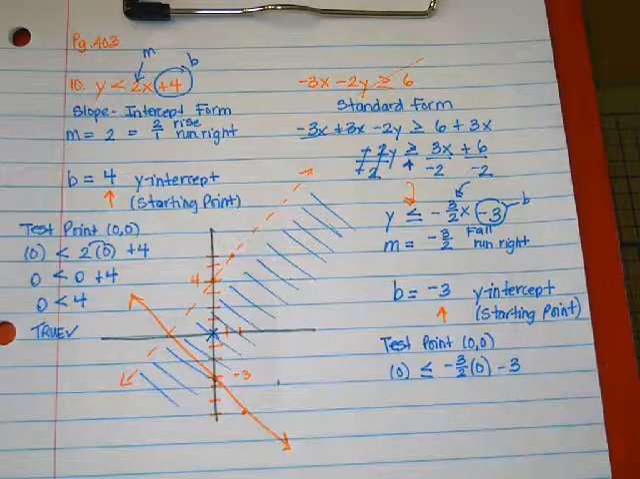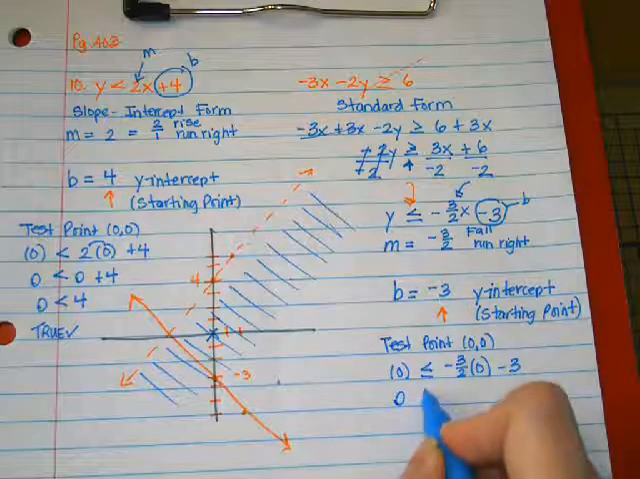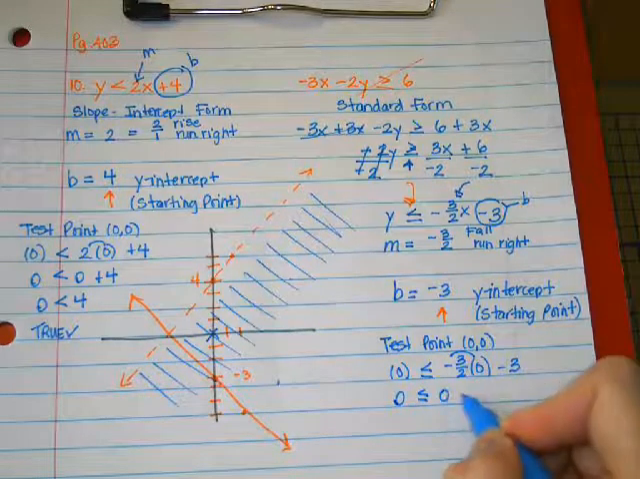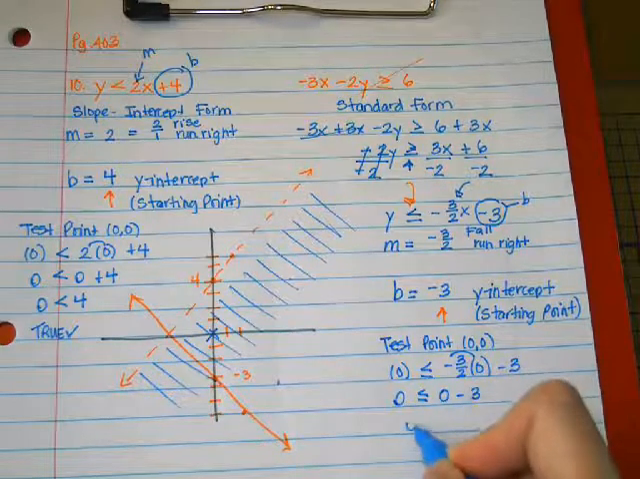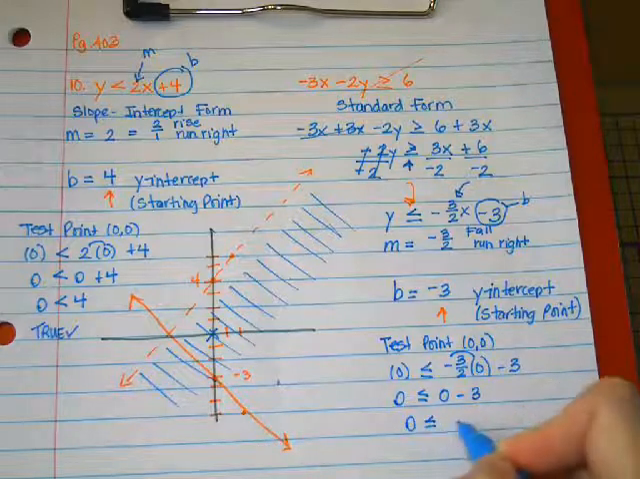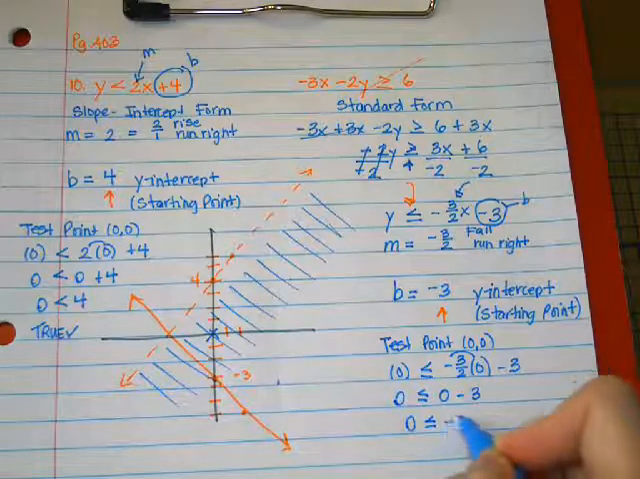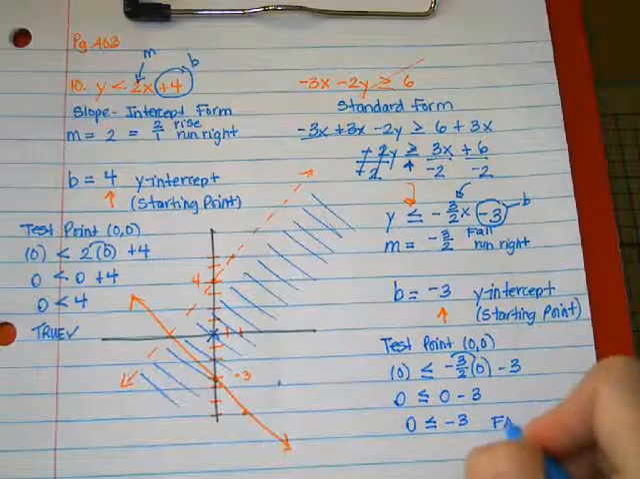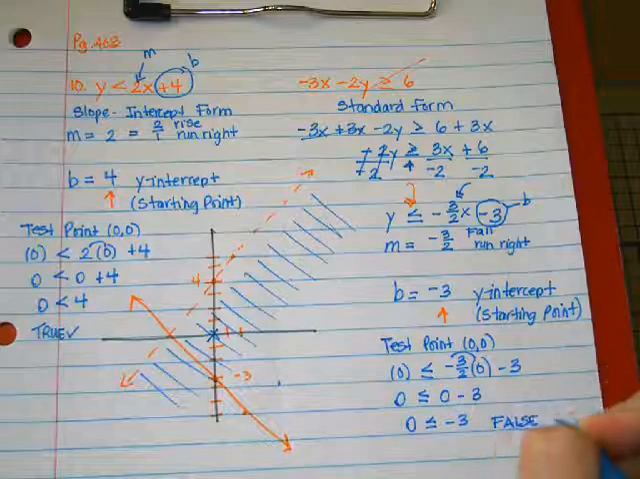All right, there's a 1 out front, so 1 times 0 is 0. -3 over 2 times 0 is 0, and then -3. So, Amaya, is 0 less than or equal to -3? You're correct, that is false. 0 is greater than -3. It is not less than.